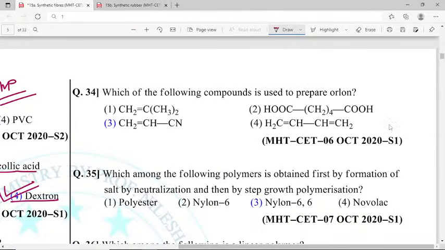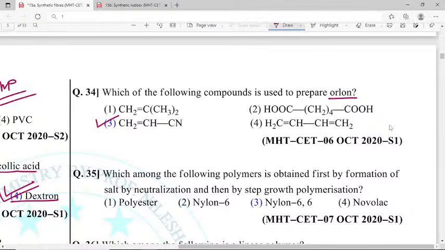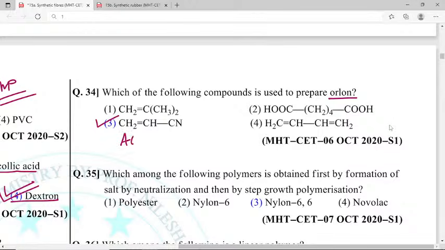Which of the following compounds is used to prepare Orlon? Orlon is made from ethene cyanide, also called vinyl cyanide. It is also called acrylonitrile. Acrylonitrile is used for Orlon. So please note, acrylonitrile.